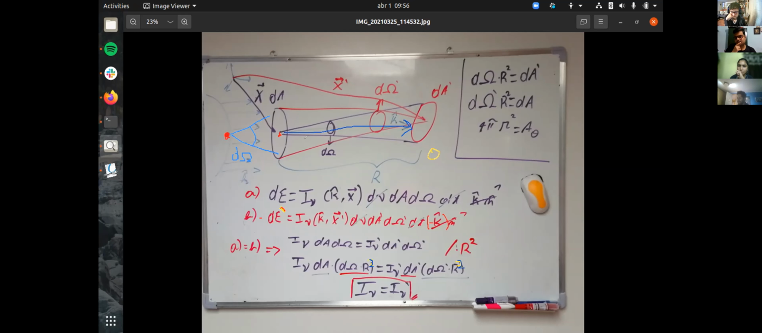Solid angle can have any shape, right? You can draw a surface on the sphere with a complex shape. In general, a solid angle can have any shape, but here we mean a solid angle centered on a direction. Okay.